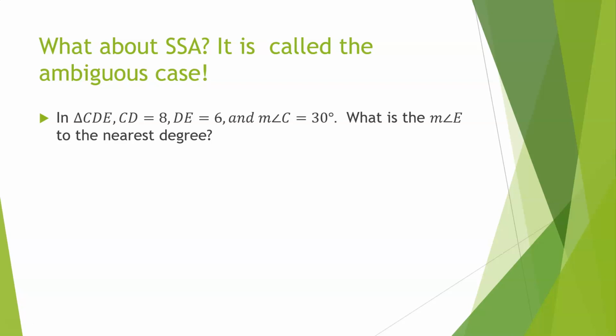Okay, the reason it's ambiguous is because you could get two answers, but you don't always. Okay, so this is where it's a little confusing. We're going to start the same as we did in triangle CDE. So I'm going to draw a triangle CDE.